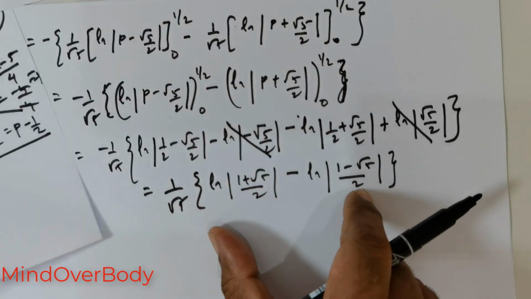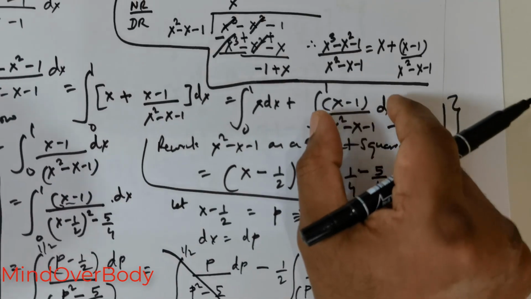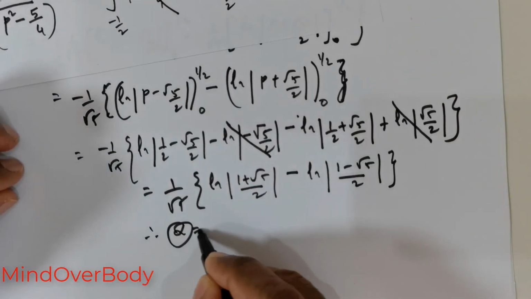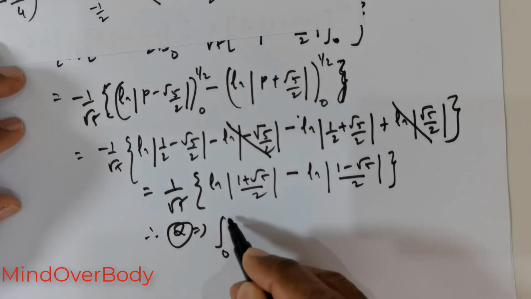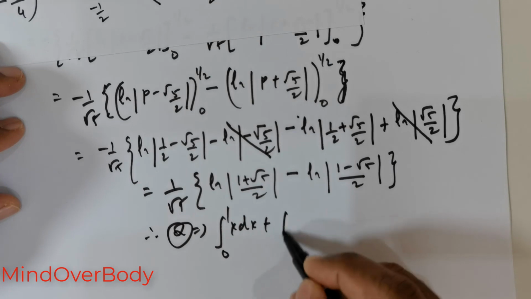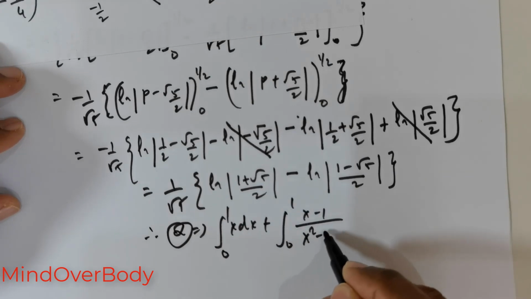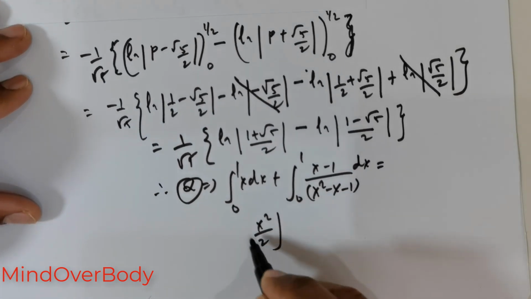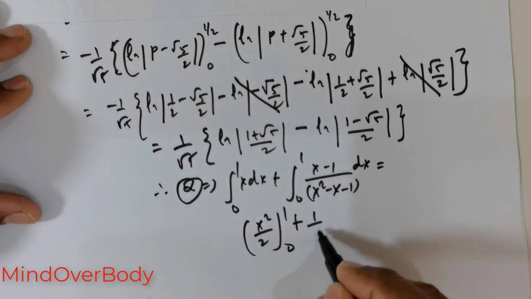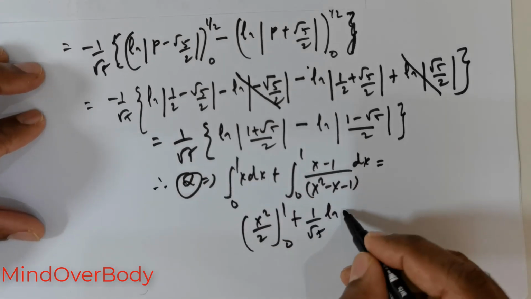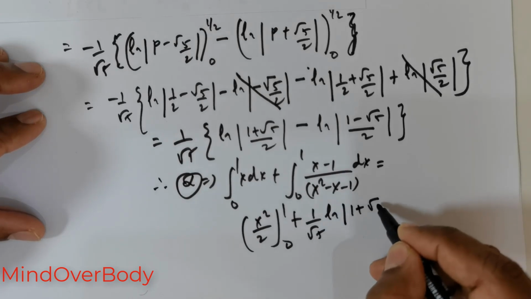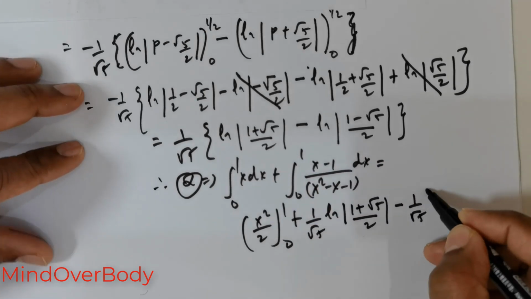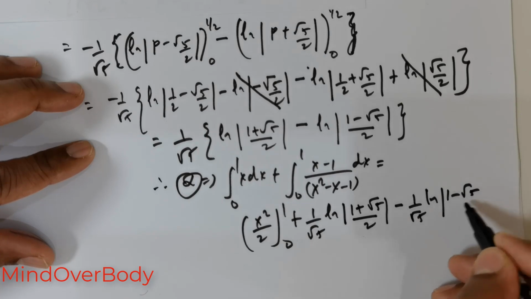Now what we need to do is take this value and place it over here along with this. So that's exactly what I'm going to do. Therefore alpha is rewritten as the integral from 0 to 1 of x dx plus the integral from 0 to 1 of (x - 1) divided by (x² - x - 1) dx, which is equal to x²/2 from 0 to 1, plus 1/√5 ln|(1 + √5)/2| minus 1/√5 ln|(1 - √5)/2|.